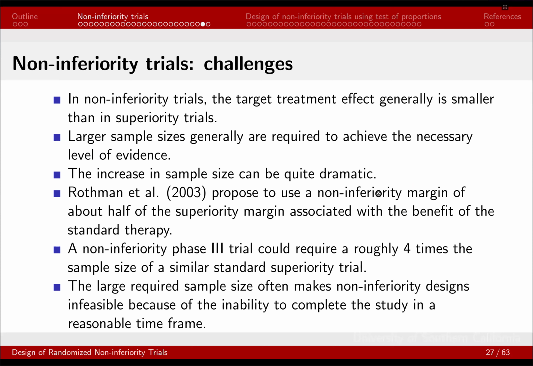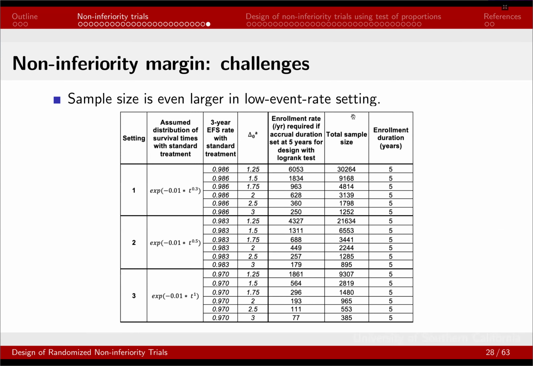So if we choose the non-inferiority margin to be half of the superiority margin, that means a non-inferiority phase 3 trial could require roughly 4 times the sample size of a similar standard superiority trial. And the large required sample size often makes non-inferiority designs infeasible because of the inability to complete the study in a reasonable time frame. We also noted that the sample size can be even larger in a low event rate setting.